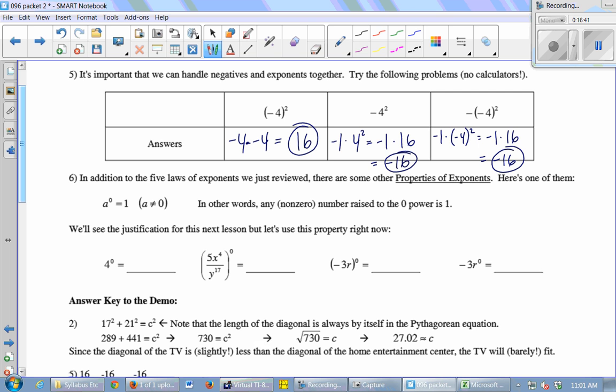But let's just see if you can use it, right? What would 4 to the 0 be? 1. Anything to the 0 gives you 1, right? What about this crazy mess in parentheses here? 5x to the 4th over y to the 17th, all raised to the 0. What's the answer? 1. How about -3r, all in parentheses, raised to the 0? 1. Okay. How about if it's not all in parentheses? What if it's -3 times r to the 0? R to the 0 becomes 1, so you're multiplying -3 times 1. R to the 0 is a 1, so I replace the r to the 0 with a 1. -3 times 1 is -3.